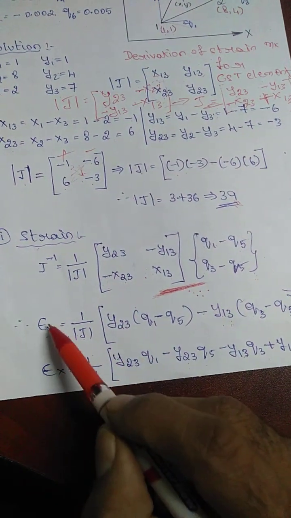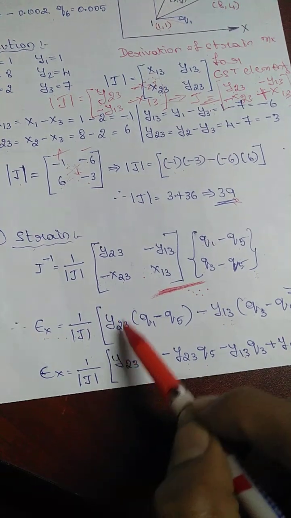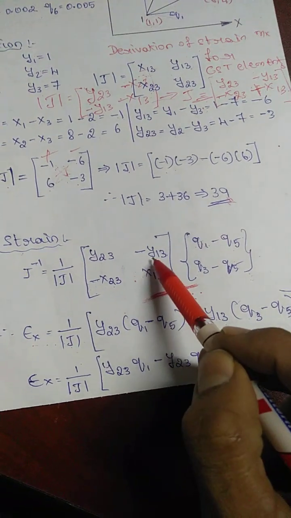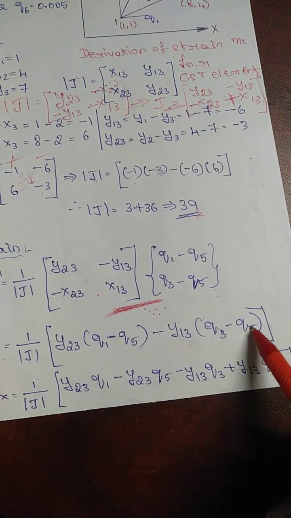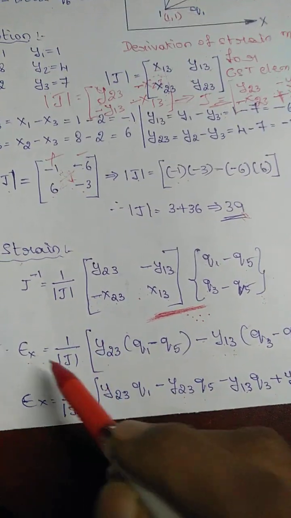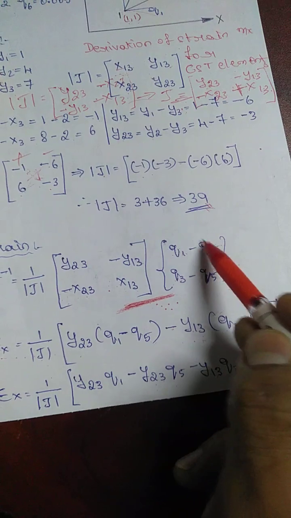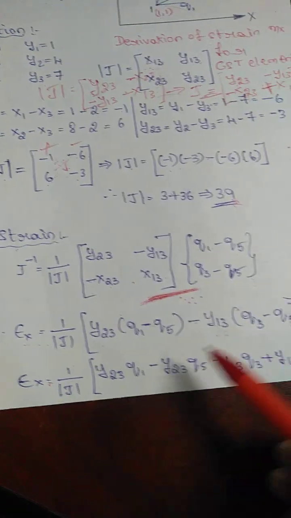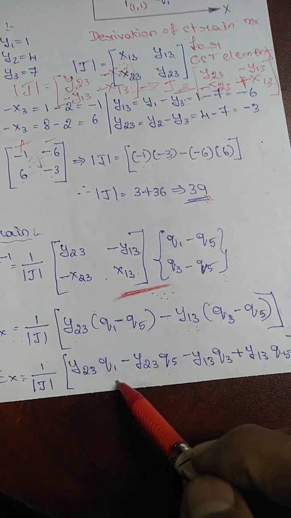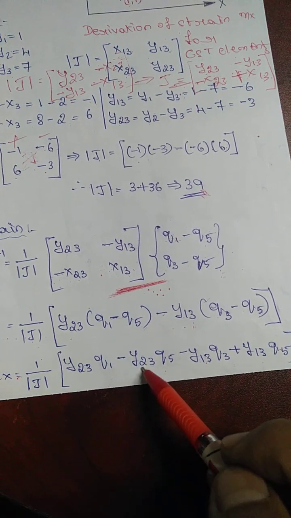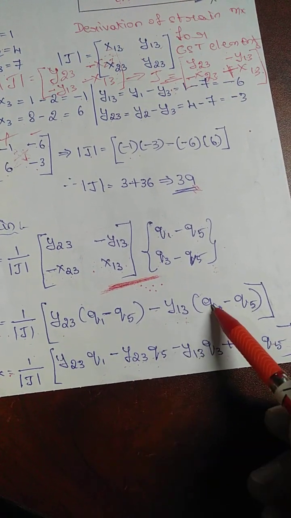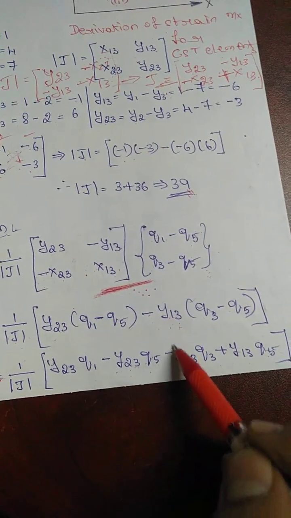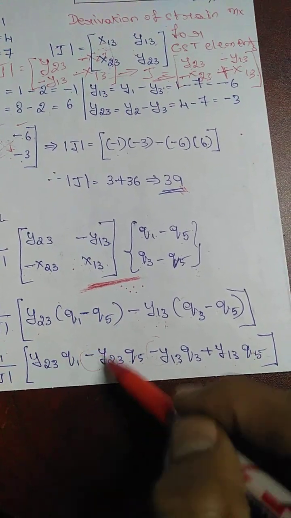Now epsilon x is equal to 1 by determinant of J into y23 into Q1 minus Q5, and minus y13 into Q3 minus Q5. To determine epsilon x, we are considering the y terms. To determine epsilon y, we are using the x terms. I'll tell you how it will come. So y23 into Q1, y23 symbol is minus, so minus y23 Q5, minus y13 Q3, minus of minus is plus y13 Q5. Now we have to avoid this minus sign here.